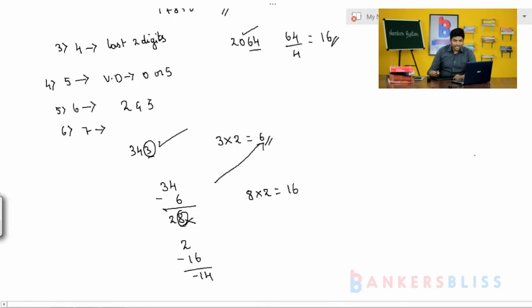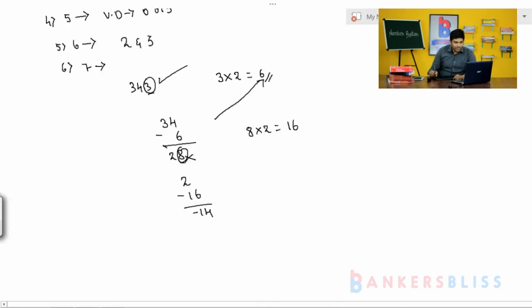Very simple. Next, test of divisibility for 8. If the number should be divisible by 8, then how should the number be? See here, the last 3 digits of the number should be divisible by 8, then only the given number is divisible by 8. So, let me give you an example.